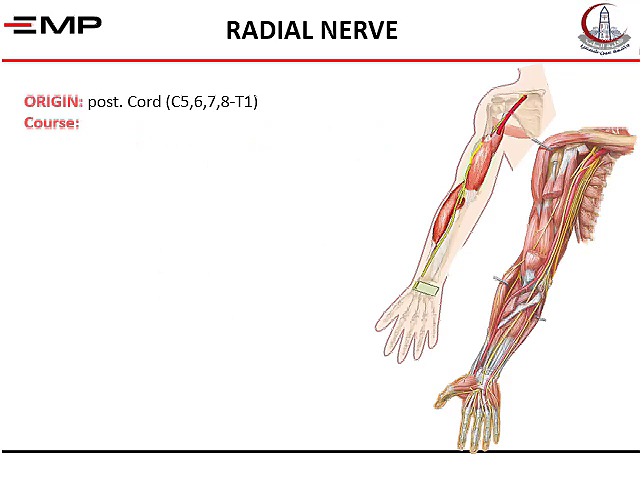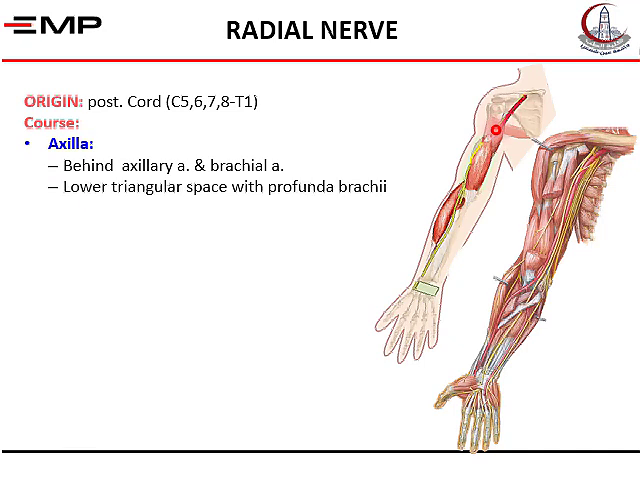The radial nerve arises from the posterior cord of brachial plexus. That's why it takes all the root values of the plexus from C5 till T1. In the axilla, it descends behind the axillary and brachial arteries. Then it passes in the lower triangular space between the long head of triceps, shaft of humerus, and teres major, accompanied by the profunda brachii artery to reach the spiral groove.